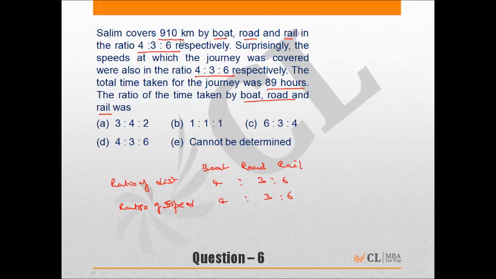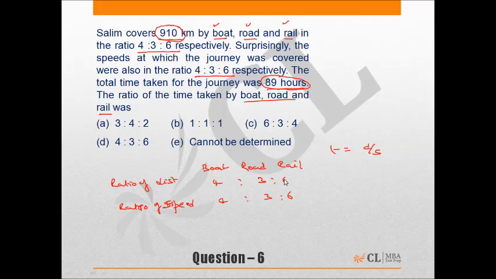Now in this question, these two pieces of data are useless. They are there to make you calculate, and our tendency will be to calculate how much distance has been covered by each of these three. And then the total time is 89 hours, so we'll find the total time by each one of them. You'll say that let the speeds be 4x, 3x, 6x. Then for each of them you'll find the time taken and add up. Now that is not required because we know that time is equal to distance upon speed. So ratio of time should be equal to ratio of distance upon ratio of speed.